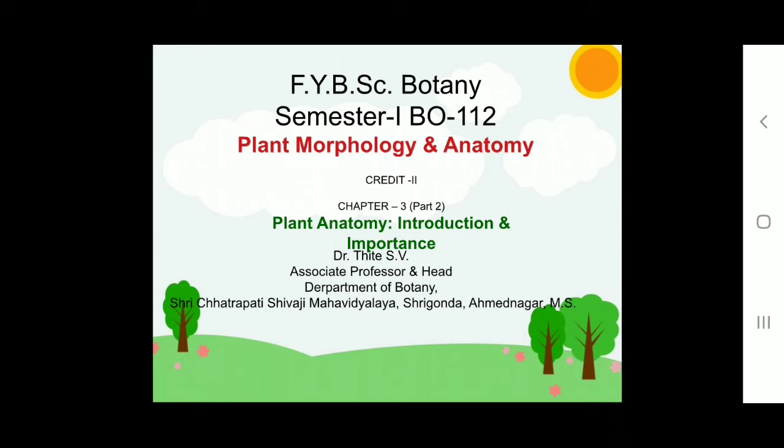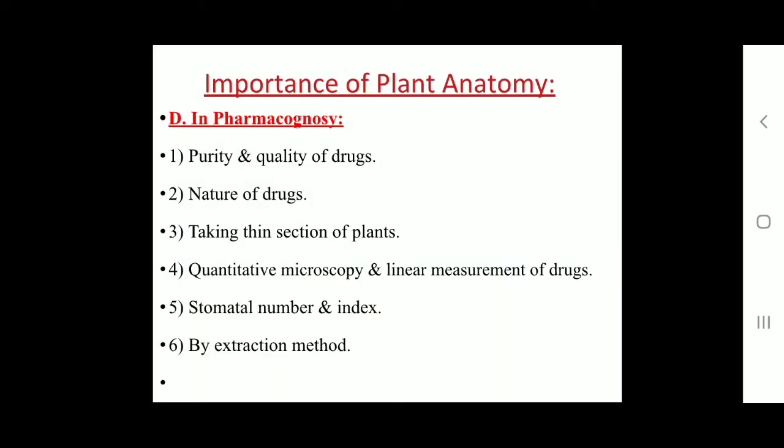Good morning, students. Today we are going to start the next chapter, plant anatomy, that is introduction and importance. After importance of plant anatomy in plant taxonomy, we must see the next point, that is importance of plant anatomy in pharmacognosy.